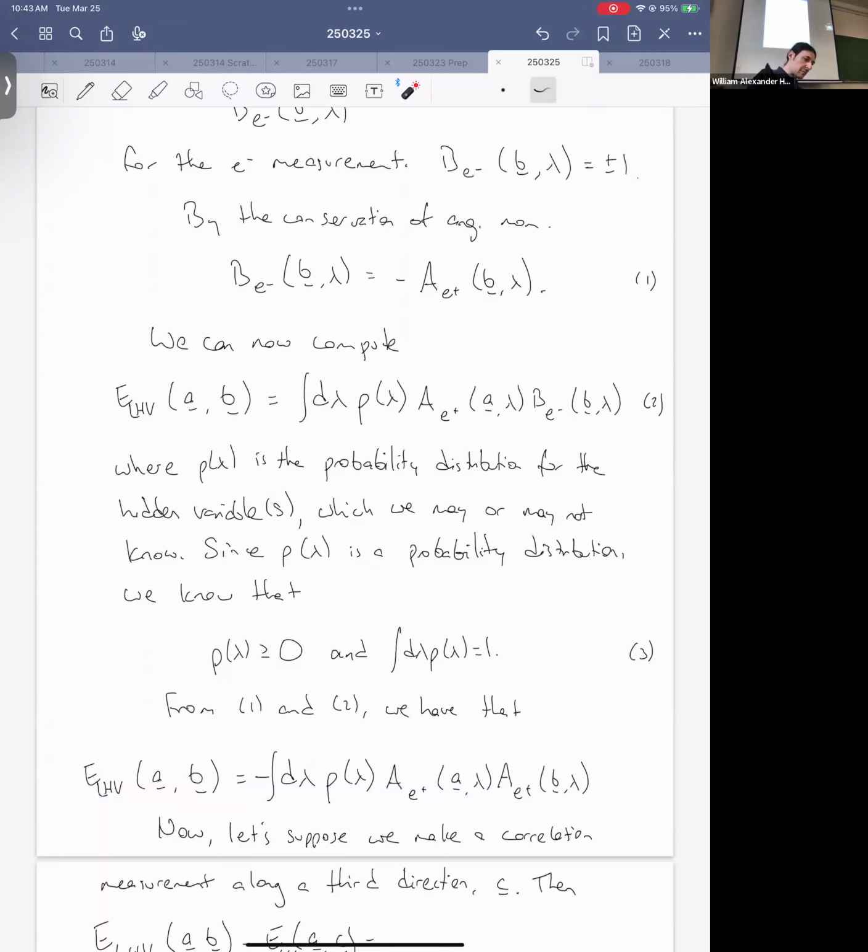So we said that B, E minus of b vector lambda is equal to minus A, E plus of b vector lambda. So I take the b function here and I replace it with minus the a function of the same arguments.